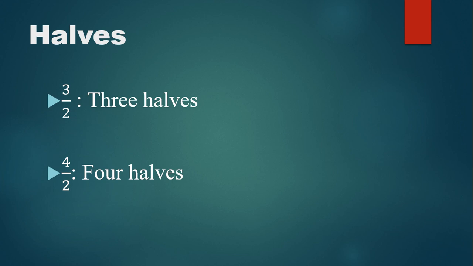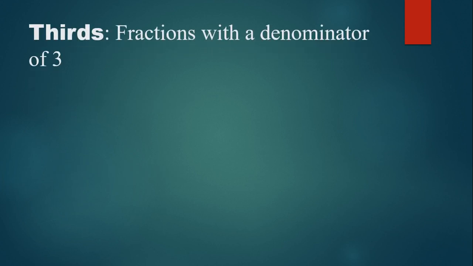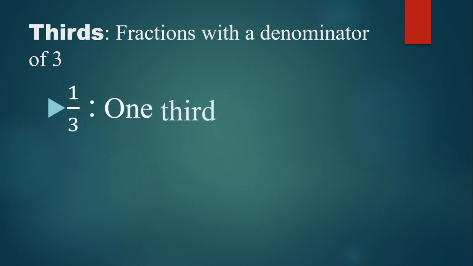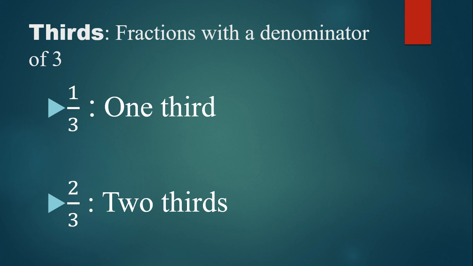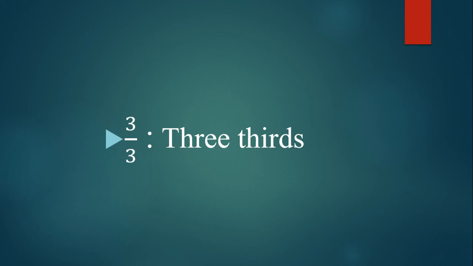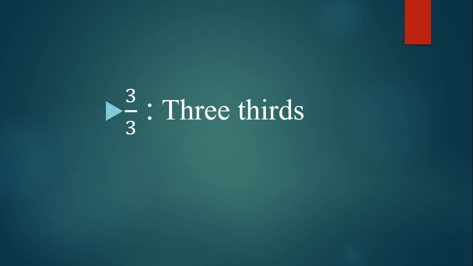Now, what if a fraction has a denominator of 3? What do we call them? Thirds. Wonderful. Fractions with a denominator of 3 are called thirds. Look at this one. This is 1/3. 1 is up, we call it 1. 3 is down, we call it third. So this is 1/3, and this is 2/3. Beautiful.